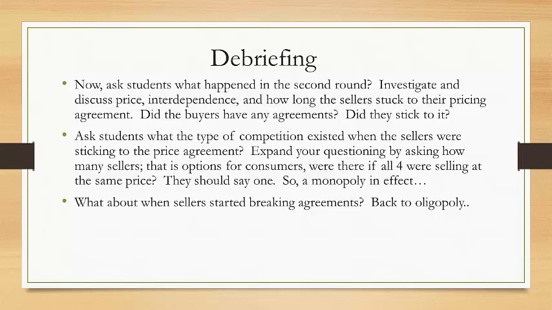Now ask students about the second round. Expand discussion to how many options buyers had in the round when all four sellers stuck to their agreement. If there was only one option for buyers, then a monopoly was operating. When the sellers broke the agreement, back to oligopoly.